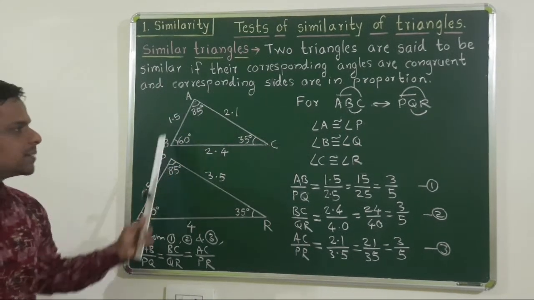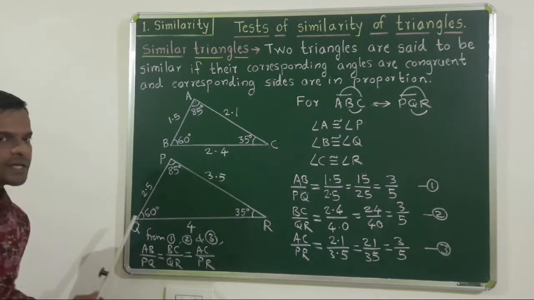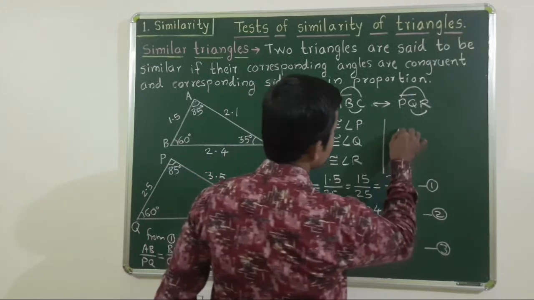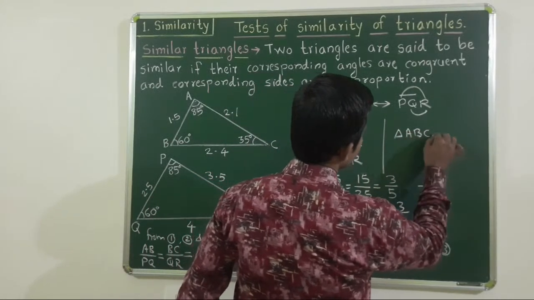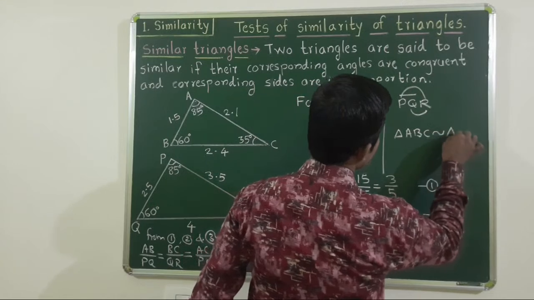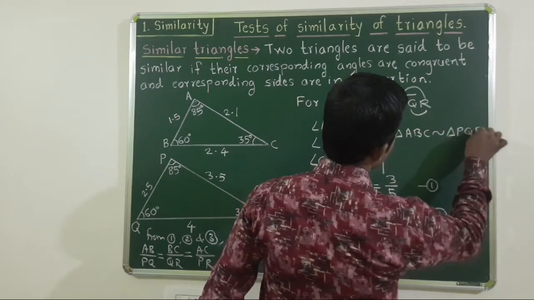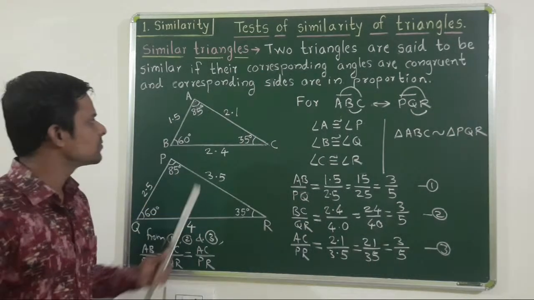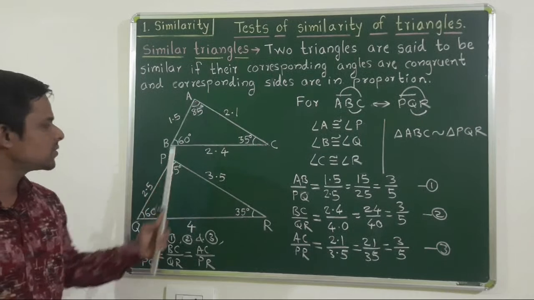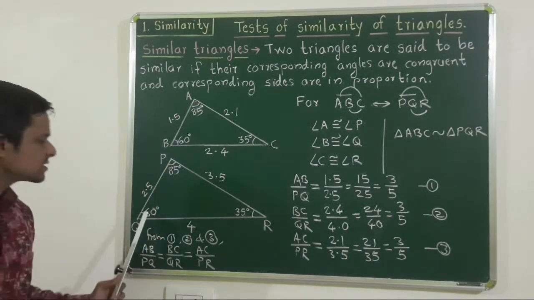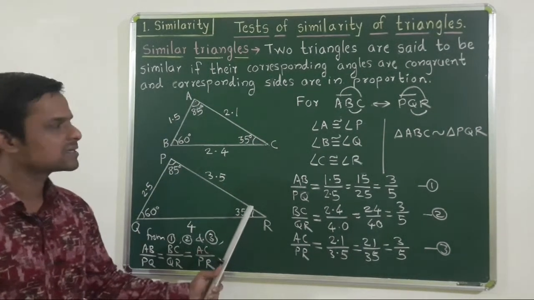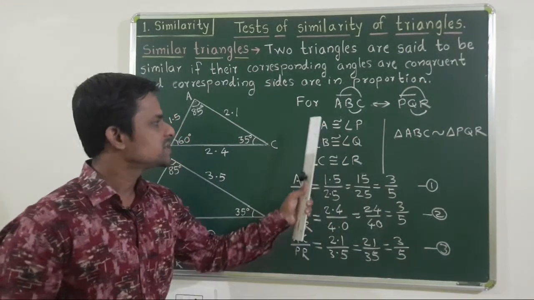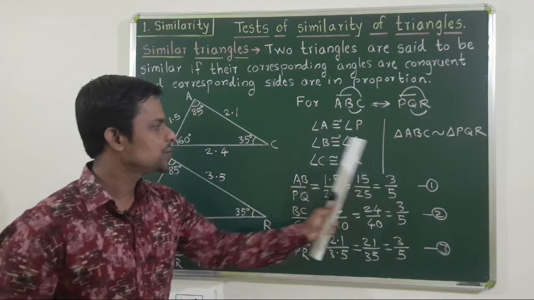Now triangle ABC is similar to triangle PQR, and this can be written as, I am going to write here, triangle ABC is similar to triangle PQR. See once again, there are two triangles given, angle A is given as 85, P is 85, B is 60, Q is 60, C is 35 and R is 35. Means corresponding angles are congruent, which is given. Means A is congruent to P, B is congruent to Q and C is congruent to R.